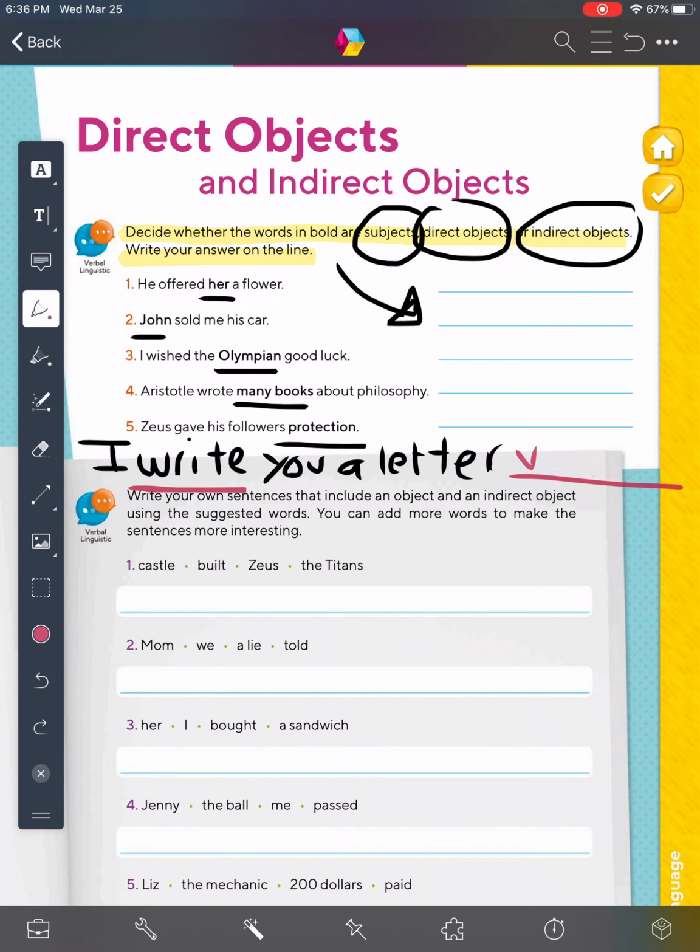Now, what if the exercise selects the word you? Okay, are we talking about a direct object or an indirect object? Am I writing you? Am I writing a person? Or am I writing to you? Okay, so my action is directed to a person. So here I would have to write indirect object. Okay?